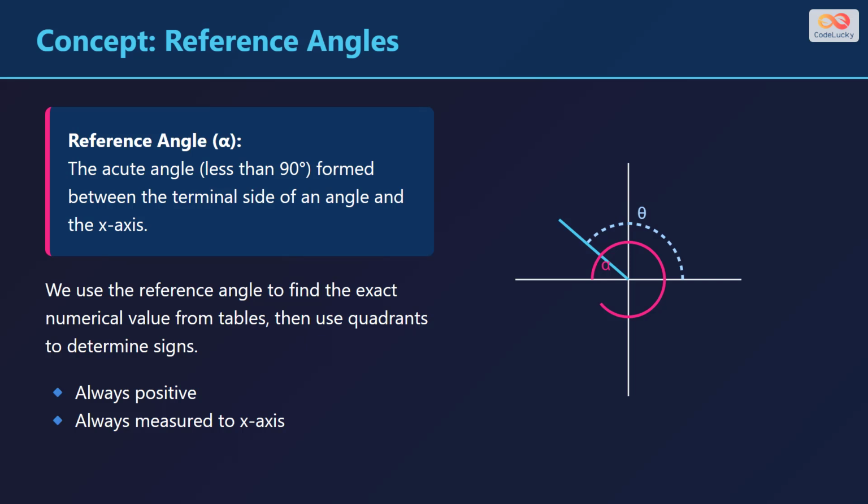To solve these equations, we rely on reference angles, denoted by alpha. A reference angle is always an acute angle, meaning less than 90 degrees, measured between the terminal side and the x-axis. It is always positive. We use this to find the base value before determining the correct quadrant.